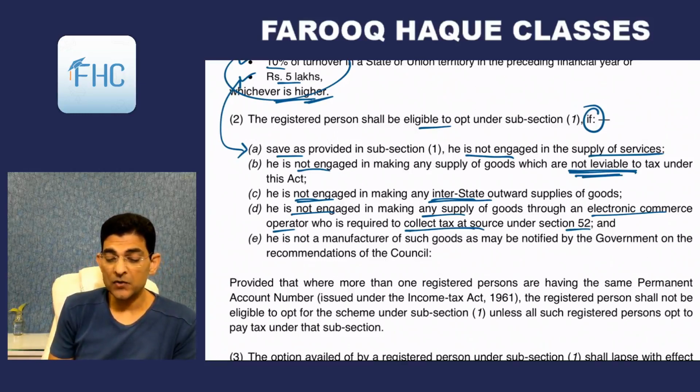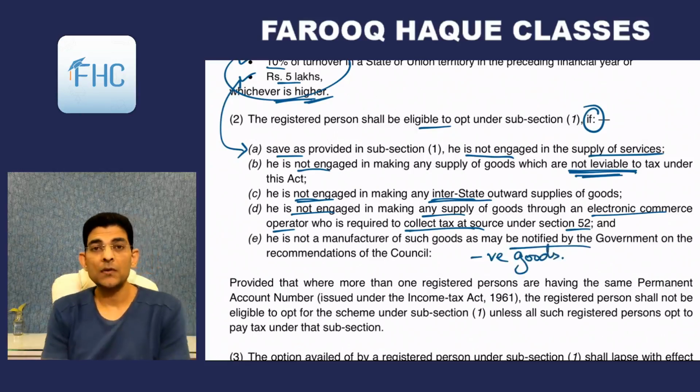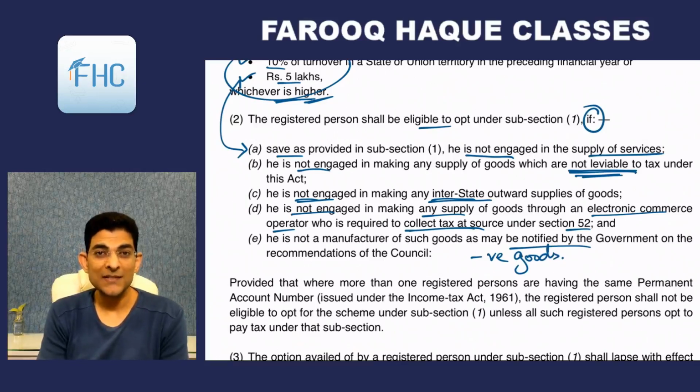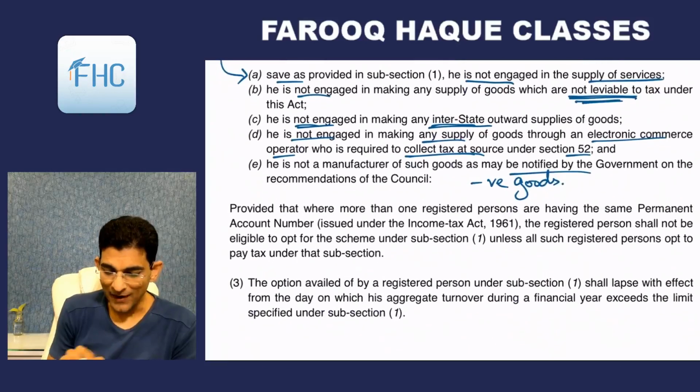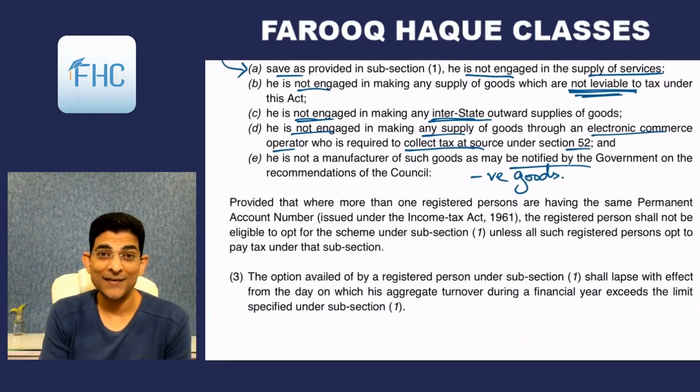Then he is not a manufacturer of such goods as may be notified by the government on recommendation of the council. So there are certain negative goods. If you manufacture these goods, then you cannot come under composition levy. So what are these negative goods? We'll see the list. Okay, so wait for some time. Ice cream will come in that. Ice cream, tobacco, cigarettes, etc.